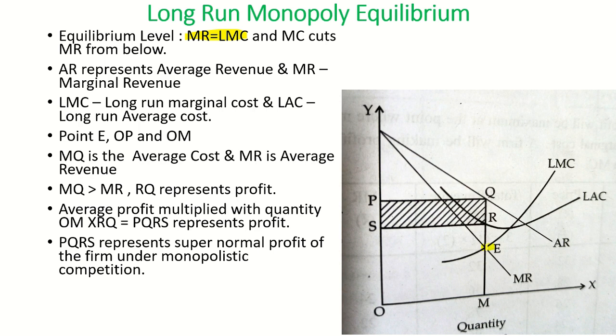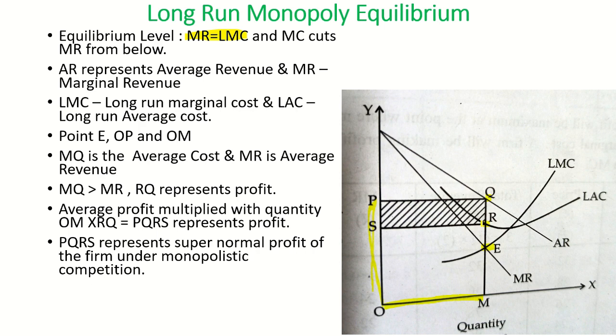Then we know that if E is the equilibrium point, OM is the equilibrium quantity, and OP is the equilibrium price. Then we know that the AR curve cuts at Q. So we can say that MQ is the average revenue, and the LAC curve cuts at the point R.